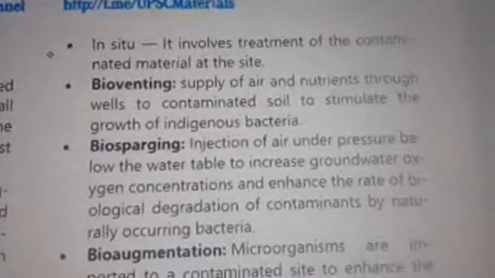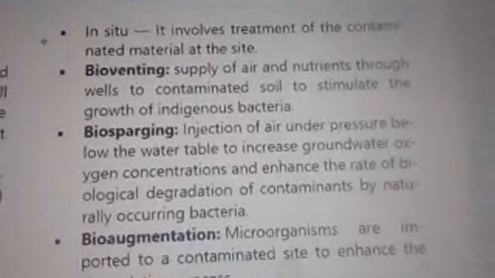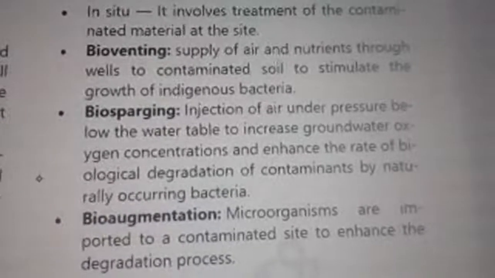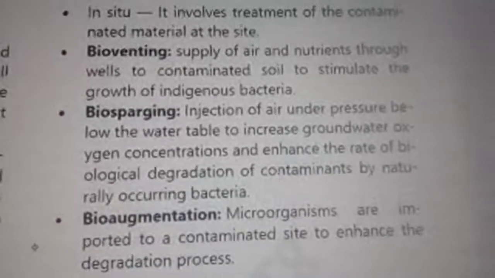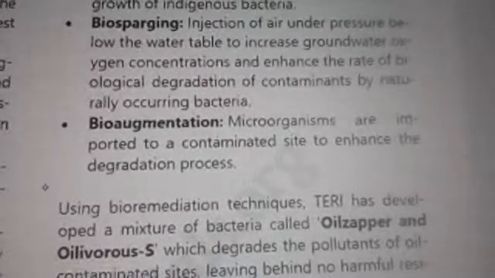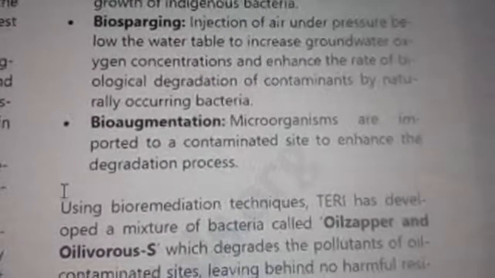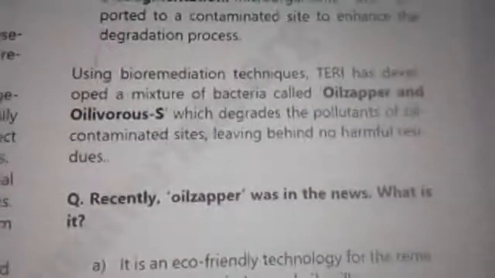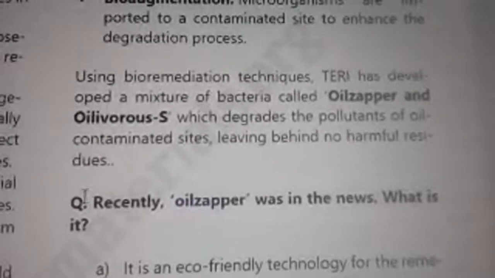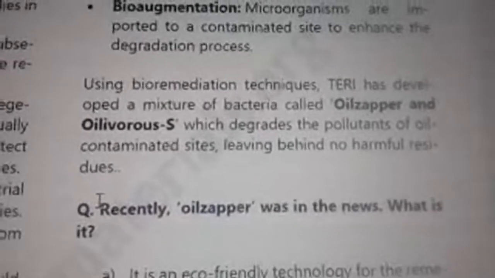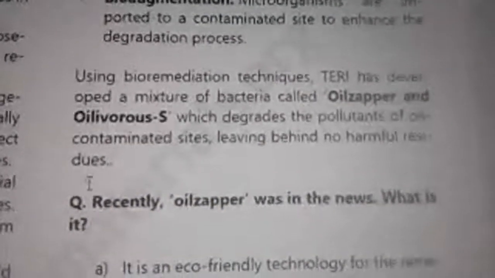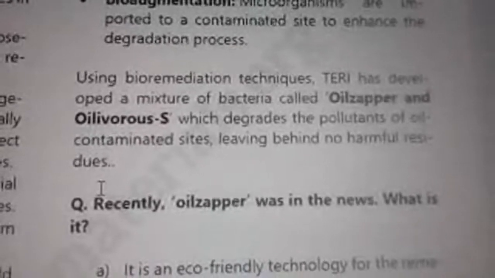Biosparging: injection of air under pressure below the water table to increase groundwater oxygen concentrations and enhance the rate of biological degradation of contaminants by naturally occurring bacteria. Bioaugmentation: microorganisms are imported to a contaminated site to enhance the degradation process. Using bioremediation techniques, TERI has developed a mixture of bacteria called Oilzapper and Oliv-Oil which degrades the pollutants of oil contaminated sites, leaving behind no harmful residues.